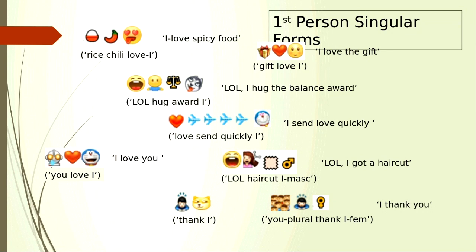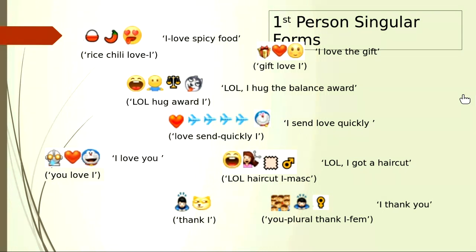So we see, unfortunately, these are all now out of order. Some examples here. So the top two examples, I love spicy food and I love the gift. The first example shows you that the pronoun is integrated into the verb. Basically, the heart eyes here is saying I love. The second example, I love the gift, we see just a face separately standing in for I, gift, love, I.